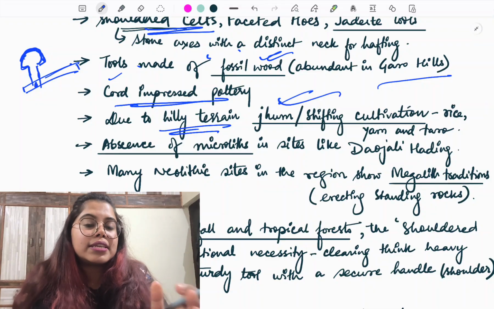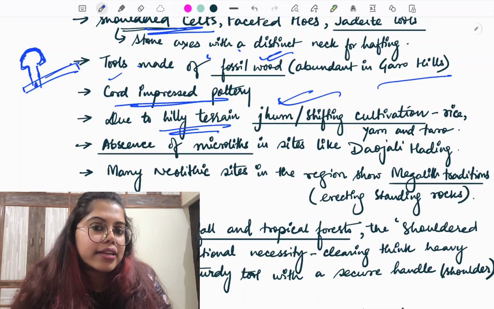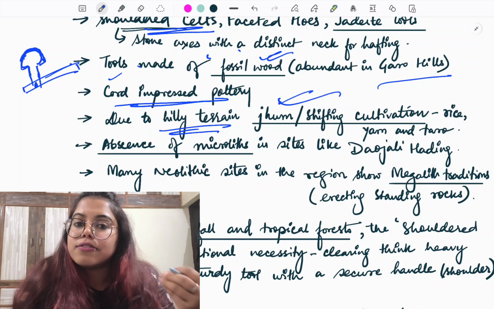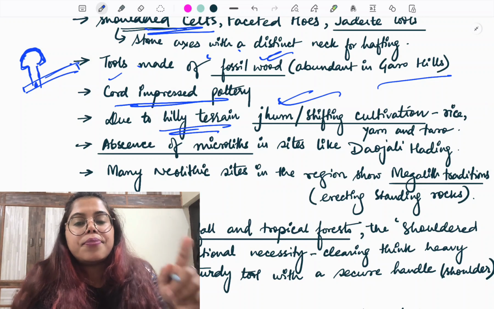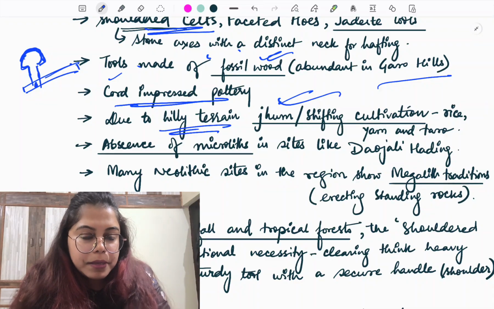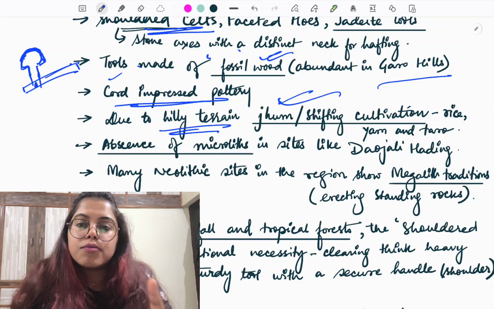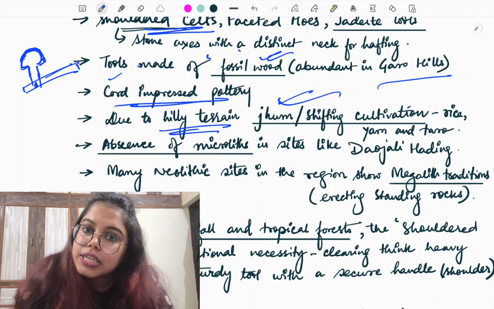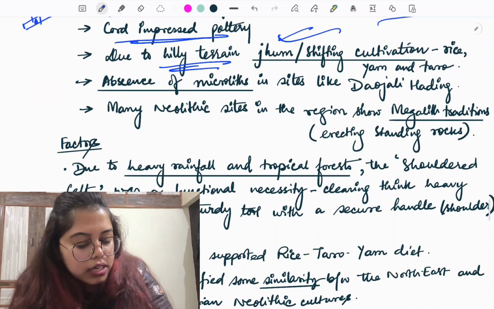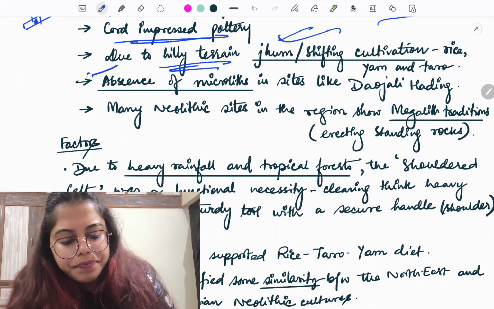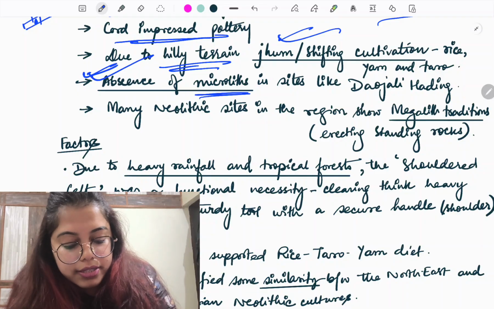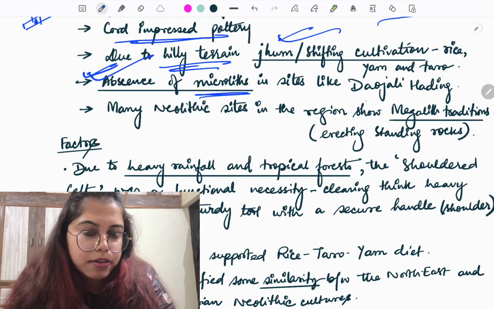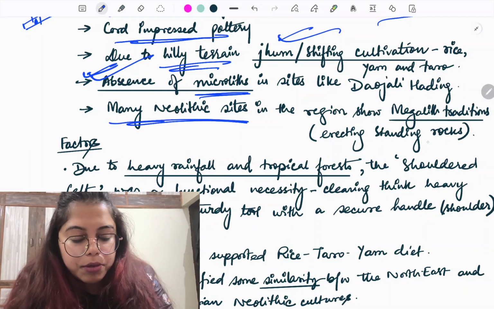Jhum cultivation was not seen in other parts as a major dominant characteristic, but it was a major agricultural characteristic in the northeastern area, again proving the point that the Neolithic period in India was not uniform, was not linear. It was very diverse, shaped by ecology and other climatic conditions as well as cultural practices. There was absence of microliths. Yes, another very important thing, absence of microliths. You can go and see the previous video for microliths of the Mesolithic period, very important video.